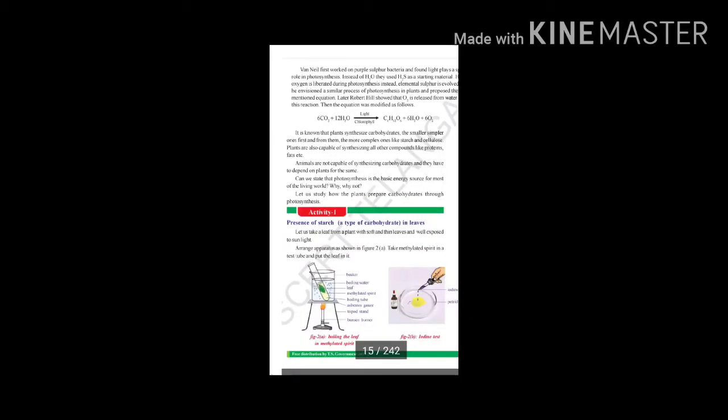Okay, next paragraph. It is known that plants synthesize carbohydrates, the smaller simpler ones first, and from them the more complex ones like starch and cellulose. Plants are capable of synthesizing all other compounds like proteins, fats, etc.